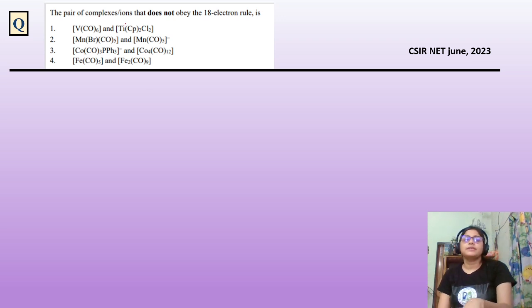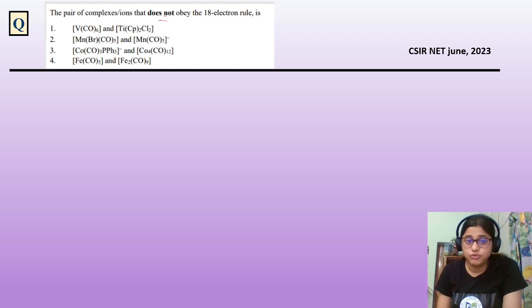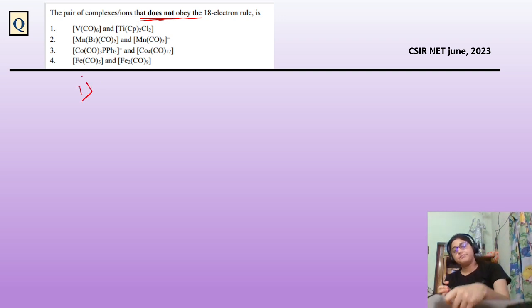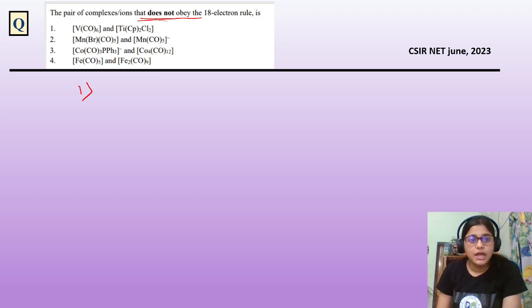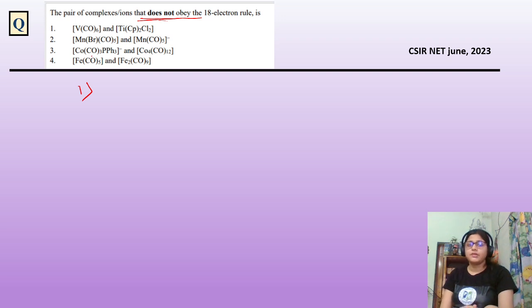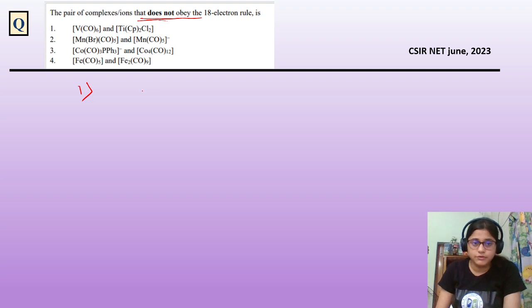Now, the pair of complexes or ions that doesn't obey the 18 electron rule. See, "doesn't obey": in the questions, these words can be confusing, and sometimes you cannot notice this kind of words. So "doesn't obey" means we have to count again, and the one which doesn't obey will be the correct option. Okay, a pair is given, so for both we have to count.